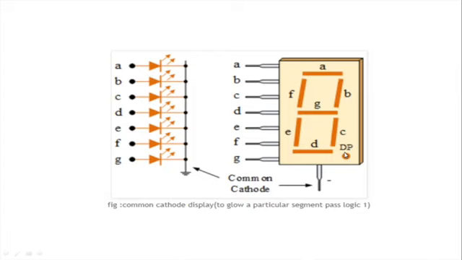You have two types of 7-segment units. One is the common cathode type, another one is the common anode type. In the common cathode type, if you want to glow an LED, you need to send 1 to that particular unit. In the common anode type, if you want to glow the LED, you need to send 0.